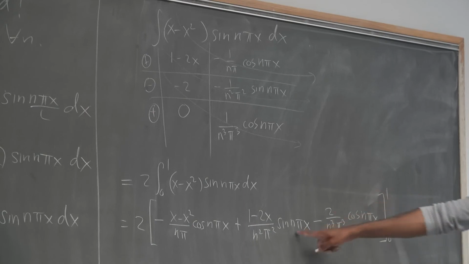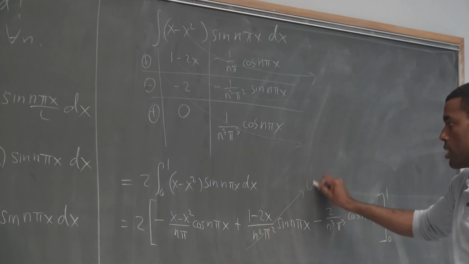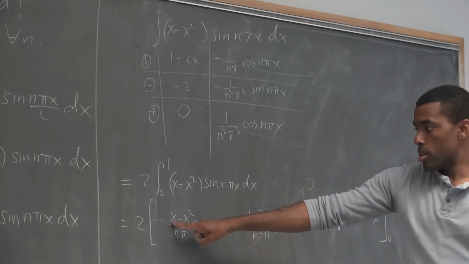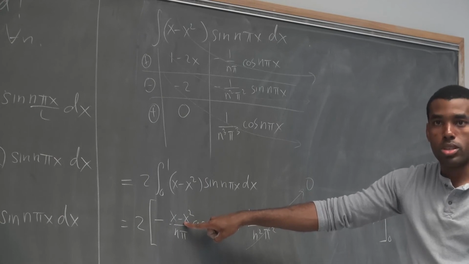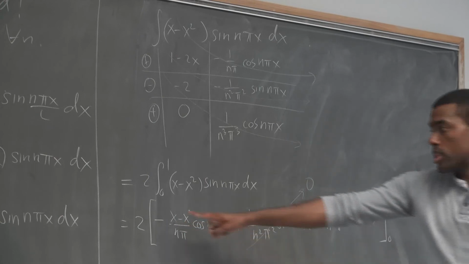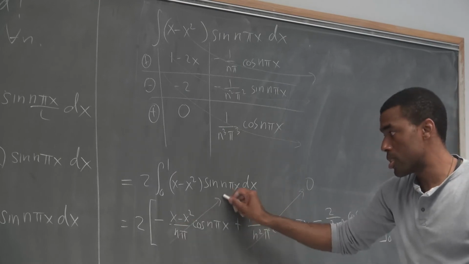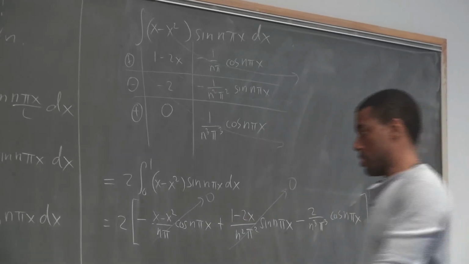Now if I plug in 1 into the sine, I get sine of n pi, and 0 into sine, I would get 0 in either case, so this term dies. If I have x minus x squared and I plug in 1, that will also be 0. If I plug in 0, x is 0, that would also be 0. So this term is also 0, so we can ignore that. We're only plugging into this last term, ultimately.